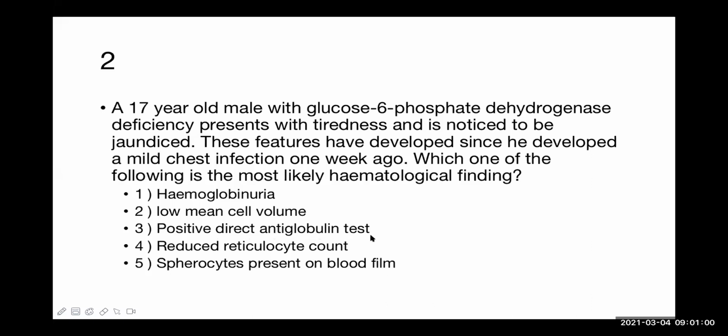Positive direct antiglobulin test. This is only seen in autoimmune hemolytic anemia. This is not autoimmune hemolytic anemia. There is no role of any antibodies here. So this is also the wrong option.